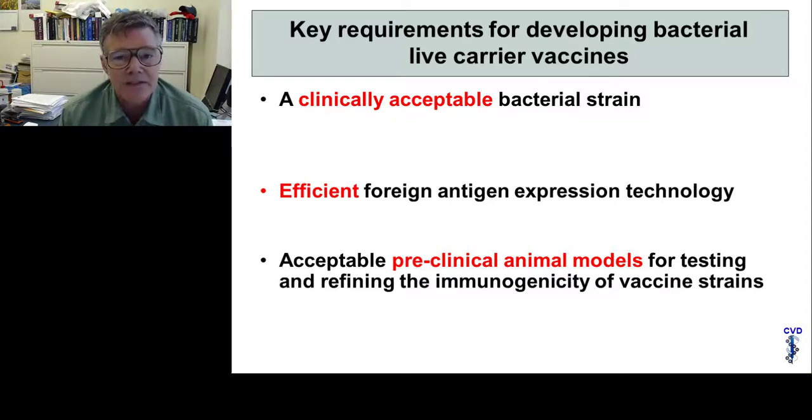And last, but certainly not least, we need acceptable preclinical animal models for testing and refining the immunogenicity of vaccine strains. This is really important. If you spend years developing engineered strains, but you don't have an animal challenge model, it's going to be very hard for you to get into the clinic. So you need acceptable animal models, and we have 2 at this point. We have a murine mucosal, i.e. intranasal immunization model, and we have expanded this intranasal model to cover non-human primates. We'll go through some of this technology and the animal models as we proceed in this talk.